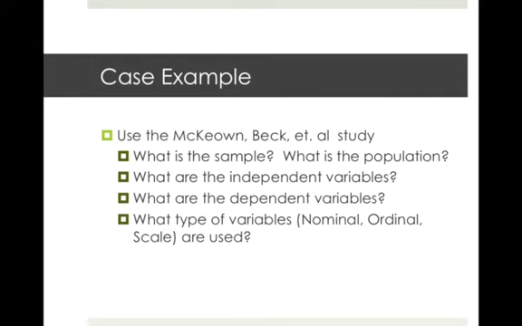So here are some questions I'm going to ask, so you could use this as your annotation, because I'm going to ask this in class. When we look at the McKeown-Beck et al. study, what is the sample? What is the population? What are the independent variables? What are the dependent variables? And what types of variables are used? Are they nominal, ordinal, scale, or all 3, or 2 of the 3?